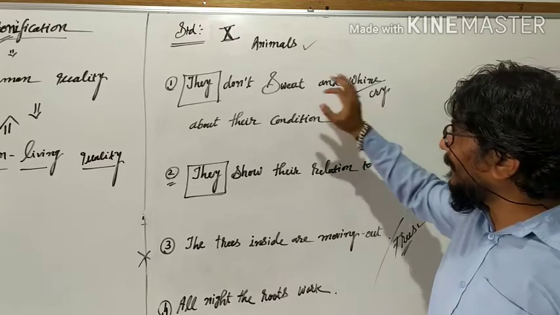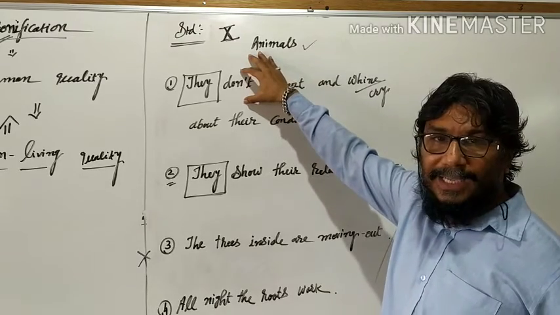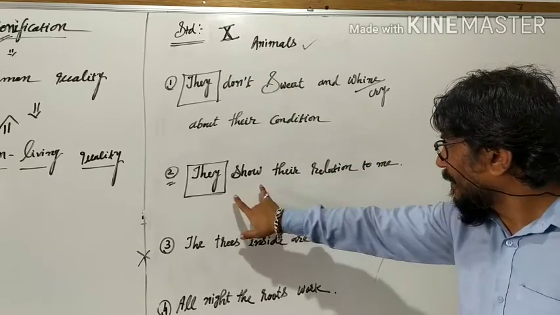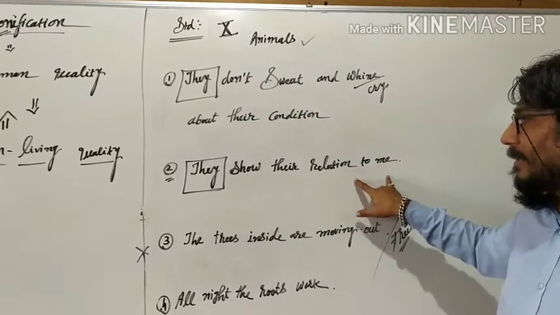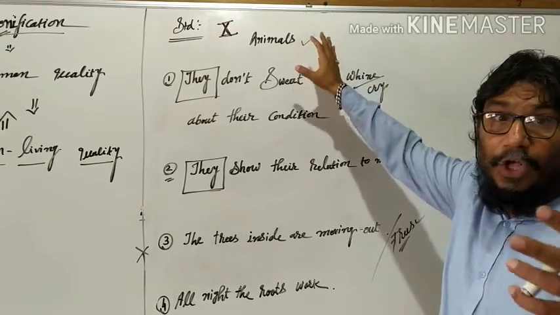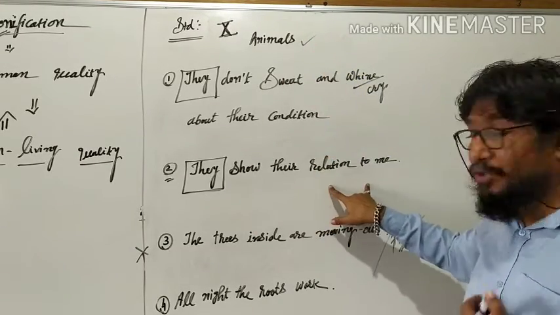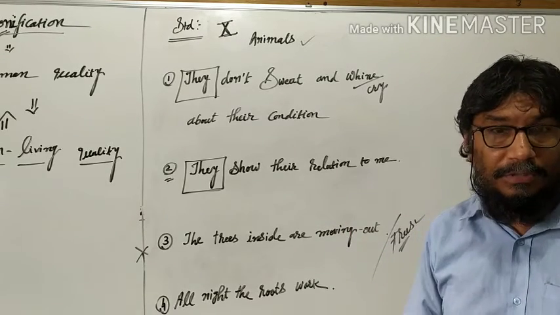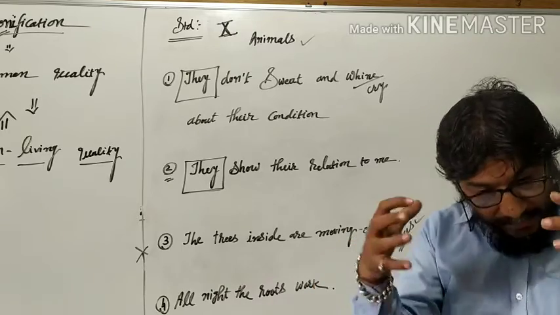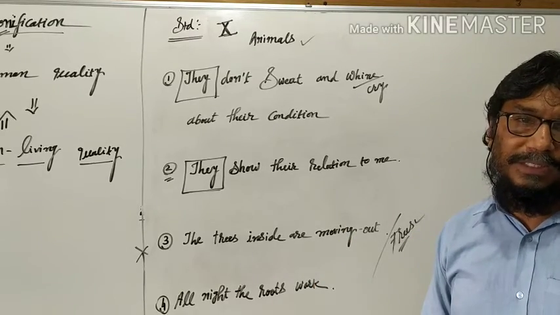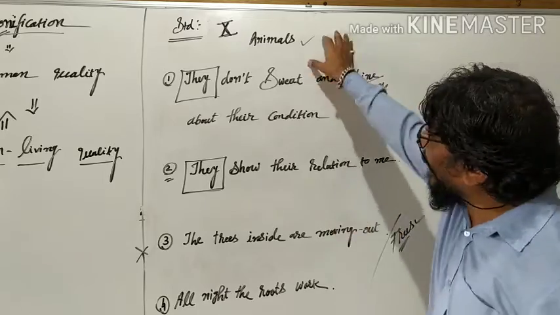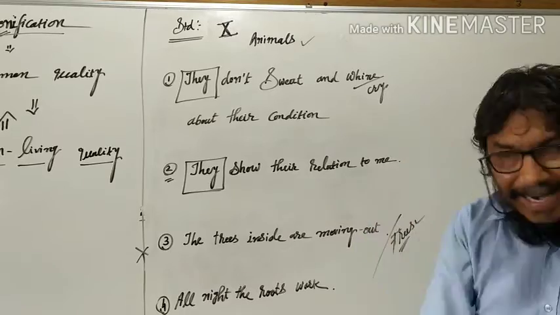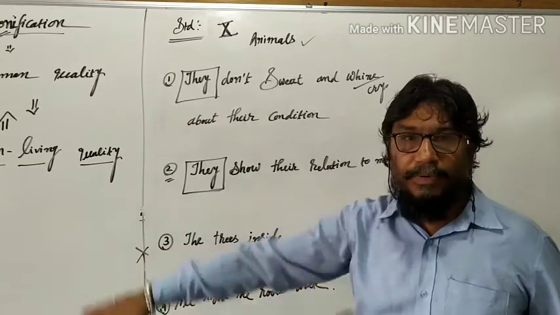You will feel here, you will tell me, don't is given so it can be another one also. That we will think about later on. See here. They show the relation to me. They means all the animals. They all show their relation to me. Generally, he or she will show relation. A person to person relation is possible. Here, an animal does not have the capacity or tendency to show relation, yet it is given over here. This shows personification.